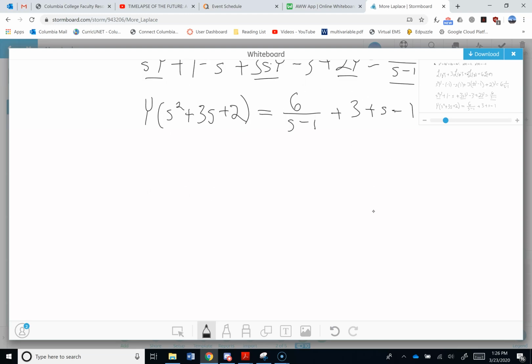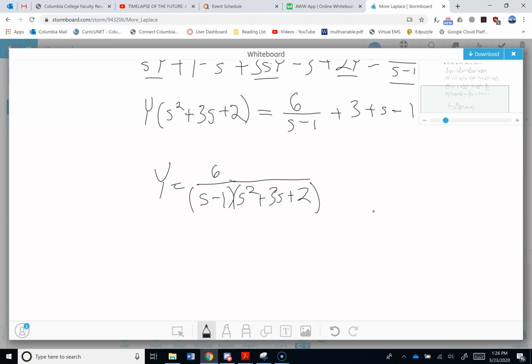All right, so I got capital Y is, let's see, 6 over s minus 1 times s squared plus 3s plus 2, plus, oh, for some reason I didn't combine 3 and 1. That's an s plus 2 over s squared plus 3s plus 2. And then we probably noticed something factors there, right?